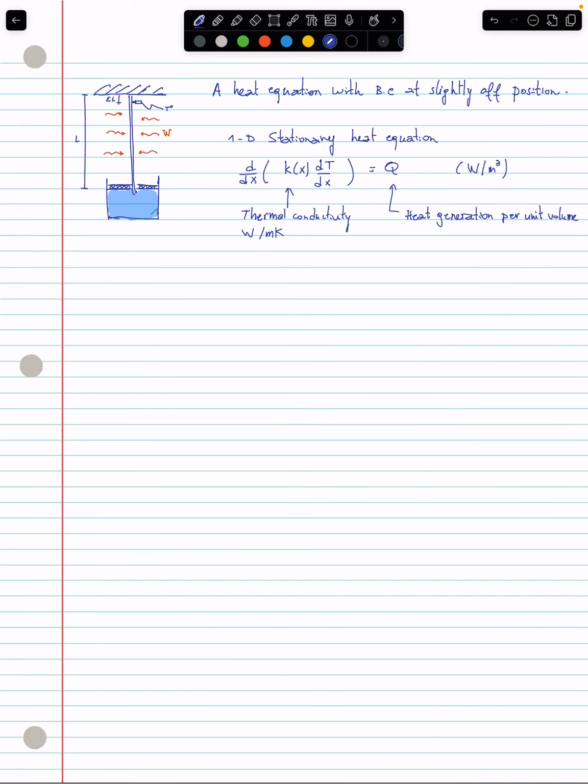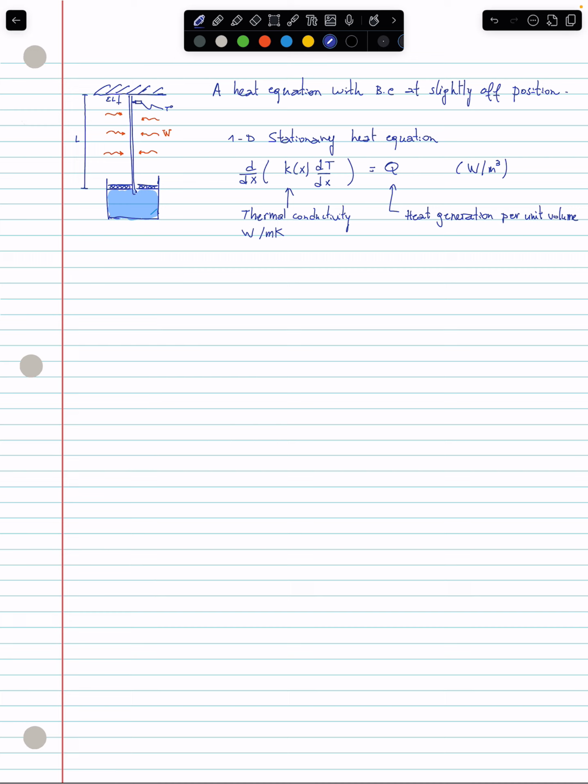Alright, so in this video we're going to solve another problem which consists of a differential equation, and this one is also perturbed by a small quantity. Instead of being perturbed in the form of the differential equation itself, we will see that this one is going to be perturbed through the boundary conditions.